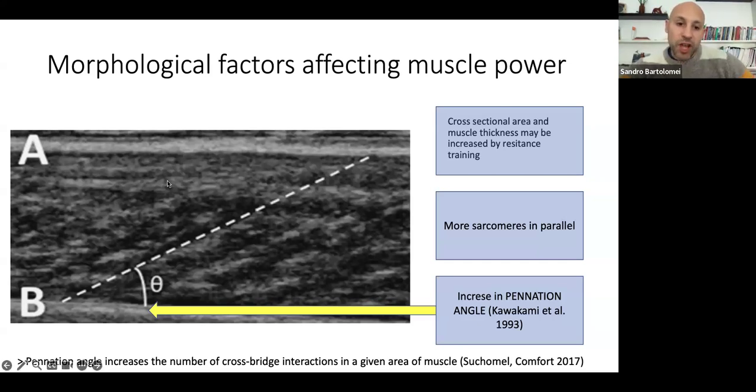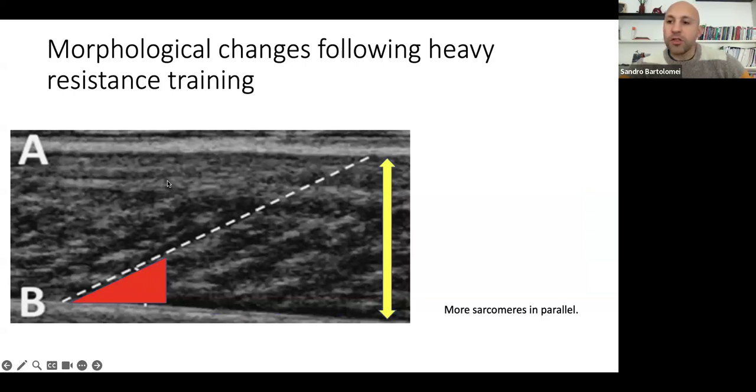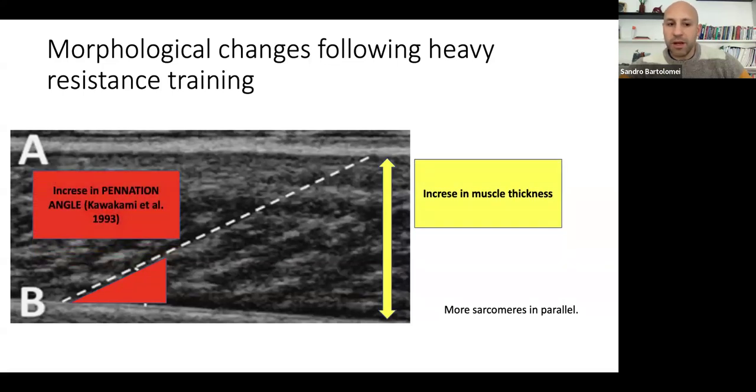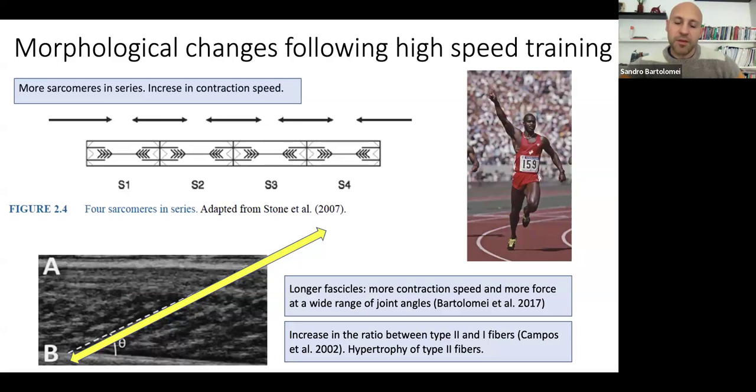However, as I said, the change in pennation angle may also change the possibility of the muscle to be contracted quickly, to perform quick contraction. Okay, but another adaptation that can be obtained: this is an increase in muscle thickness, an increase in the pennation angle, more sarcomeres in parallel, was exactly the same.